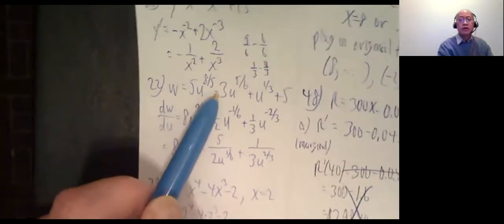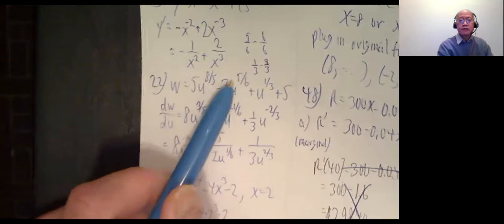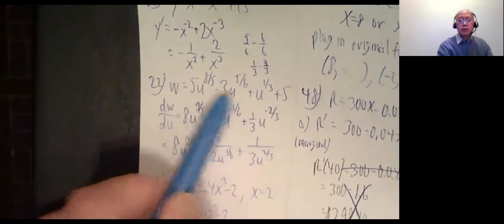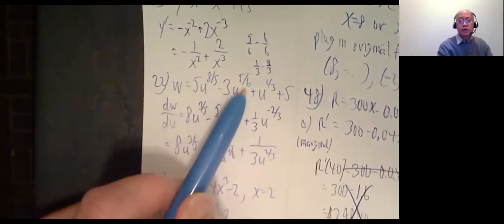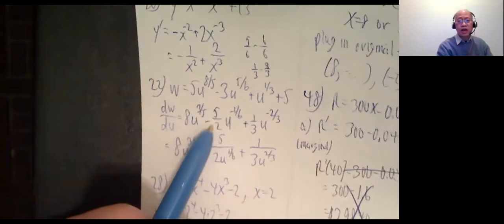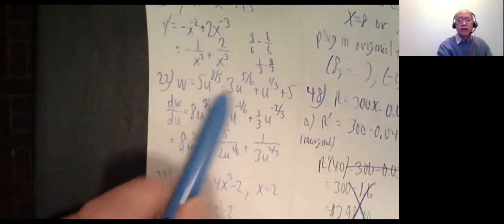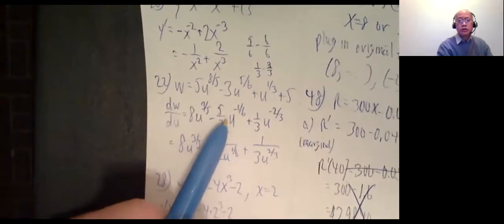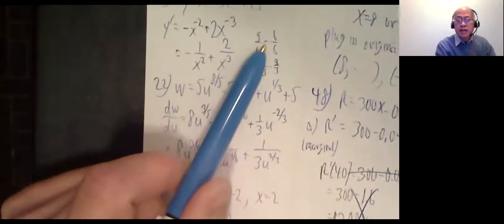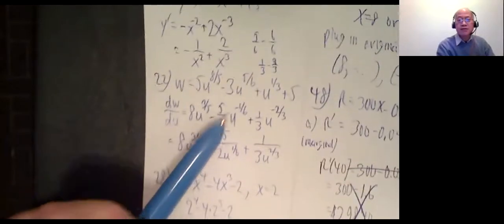Okay, then this one, -3 times 5/6. 3 partially cancels the 6, leaving me with a 2 on the bottom. So it's -5/2. Again, -3 times 5/6. 3 cancels the 6, I got 5 over 2. u to the, okay, 5/6 minus 1, that's like this, 5/6 minus 6/6, right? It's -1/6.